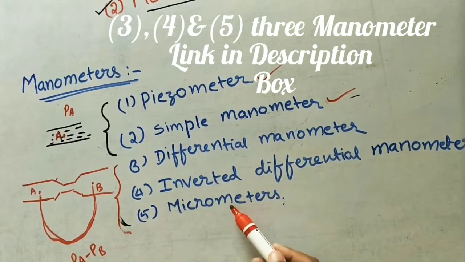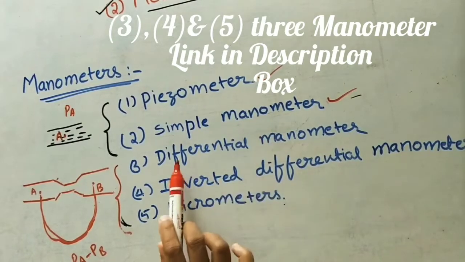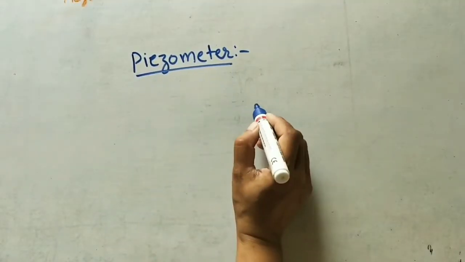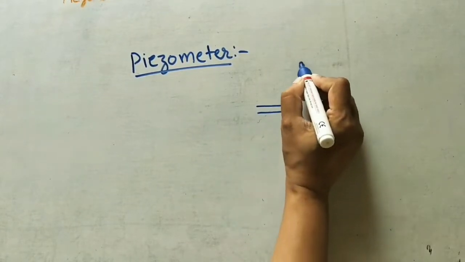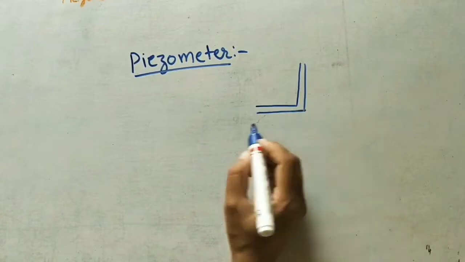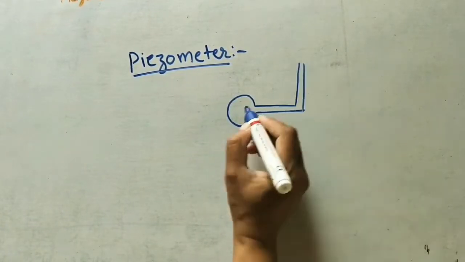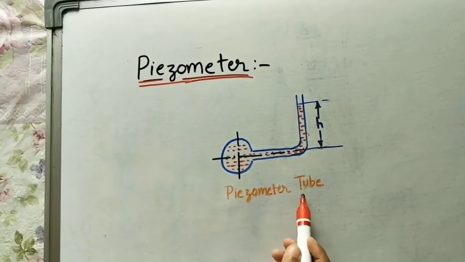Next three. Today I will discuss piezometers and simple manometers, and in the next video I will explain these three. Take the piezometer. A piezometer has one L-shaped pipe of small diameter. This pipe has a glass bulb and glass pipe. Let us assume this is the center. You can also call it the piezometer tube.